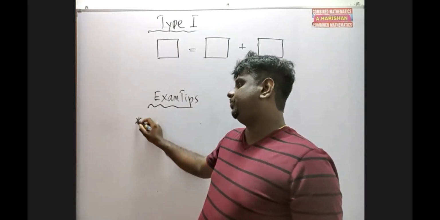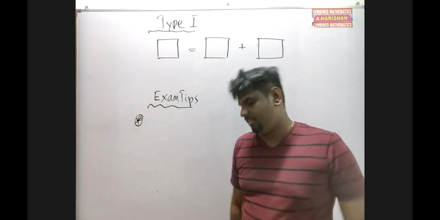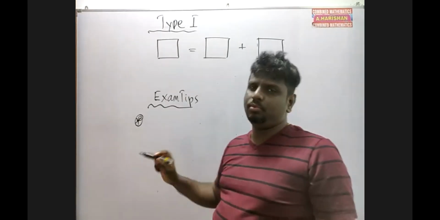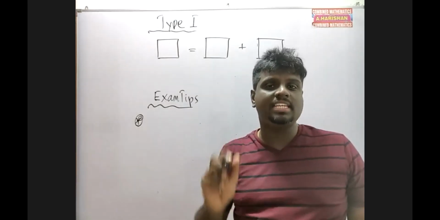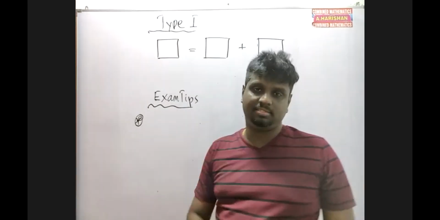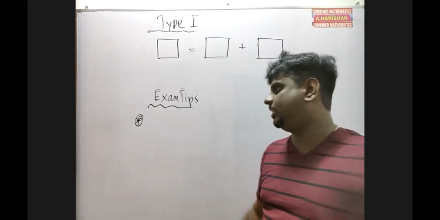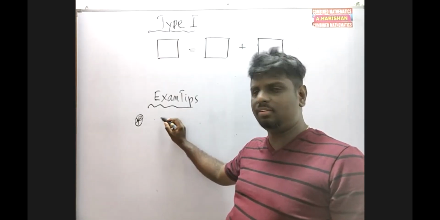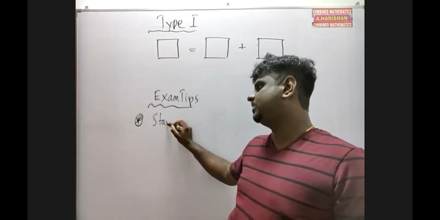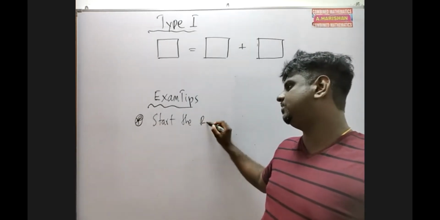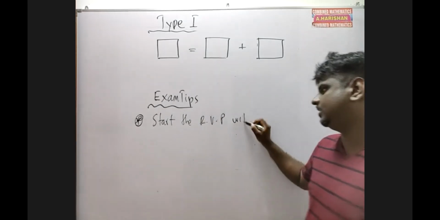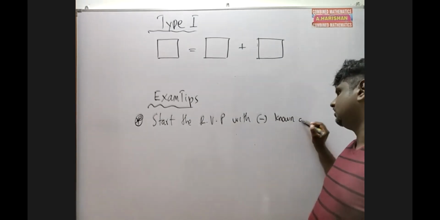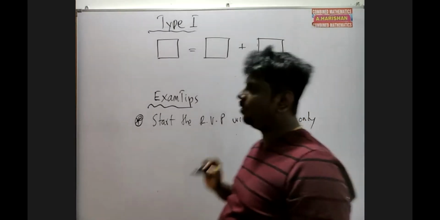So under the relative velocity principle, what we have to do. First of all, most of the time, you have to start the relative velocity principle with the minus. That means direction only. So if I say minus, you will understand. So write down: start the relative velocity principle with minus known only. That means minus known only.